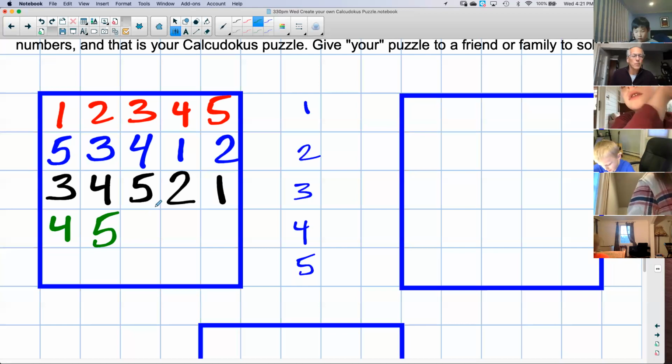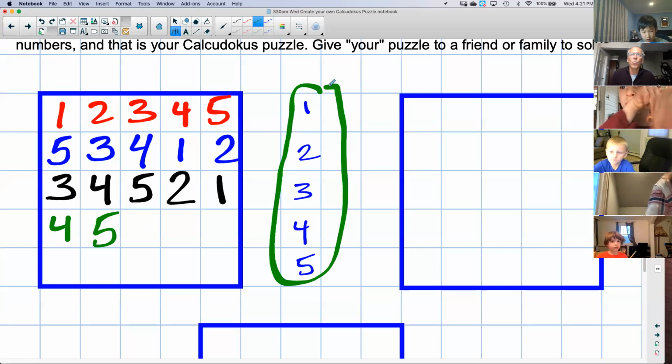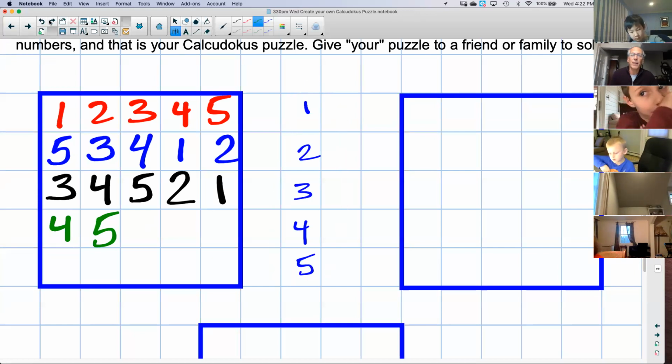Go, Roman. Come on, Roman. Okay. The only numbers you can have are 1 through 5. You can't have anything other than 1 through 5. It's 1. You can use a 1. Now, what can go here?